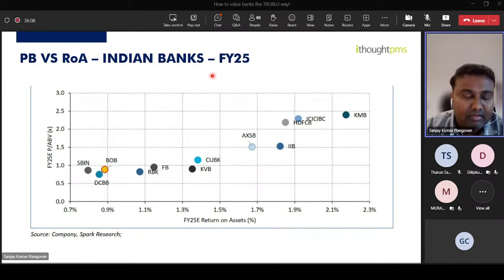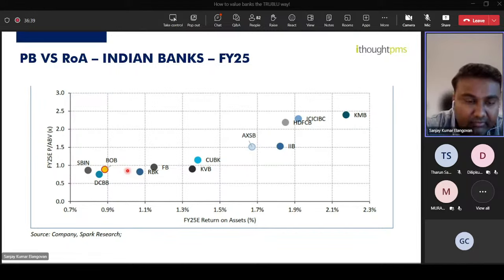And then this is the latest by Spark. Again, they're a research house where they're valuing banks on ROA and comparing it with the price to book multiple. This is based on their financial projections for FY25. And if you see below 1.5% ROA, it's almost linear, or I wouldn't even say it's linear, it's flat. So the market values all of these banks in the same way based on the ROA.